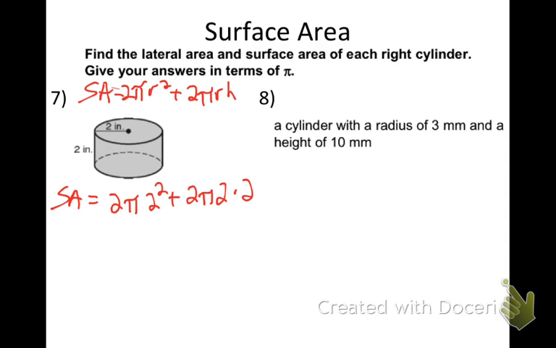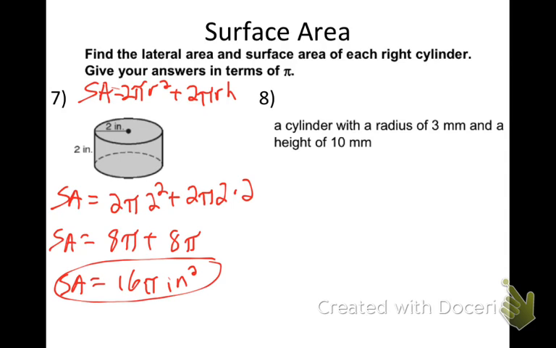Now I work through it here. That's a lot of 2's. So I get surface area here. 2 squared is what, Johnny? 4. Times 2? 8. So I get 8 pi. Plus 2 times 2, Johnny? It's going to be 8 pi again. And now can I add those 2 up? Yep, and I get a surface area of what, Johnny? 16 pi. What do I got here? Inches squared.